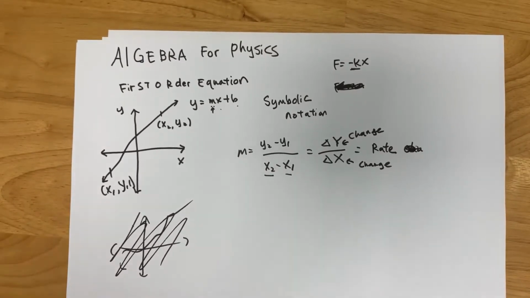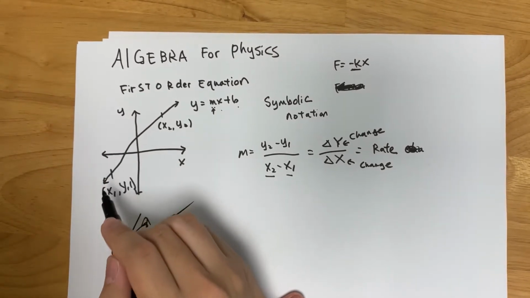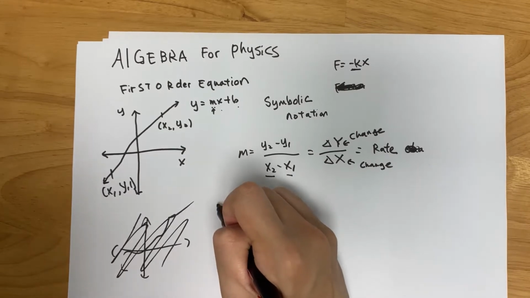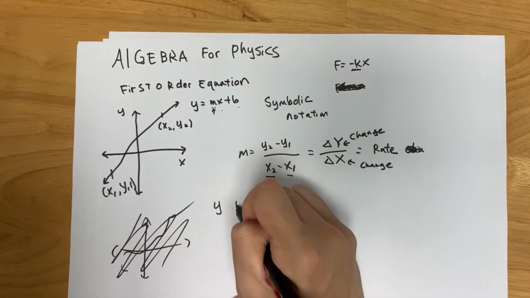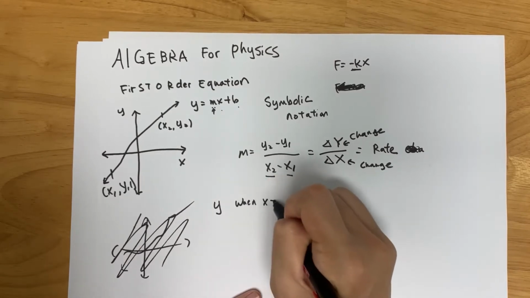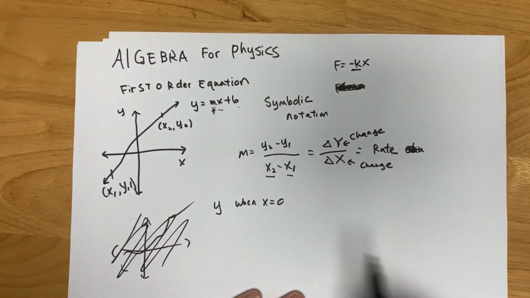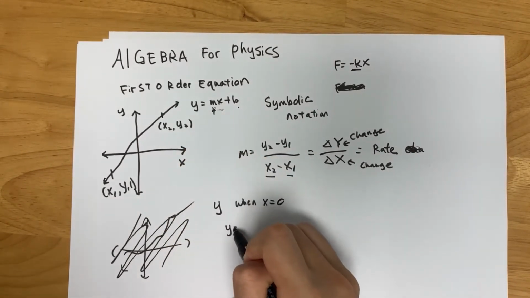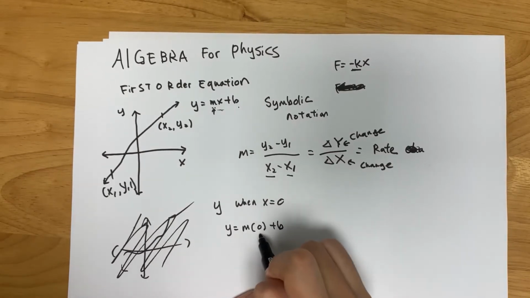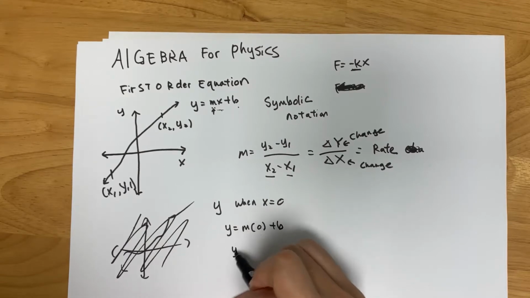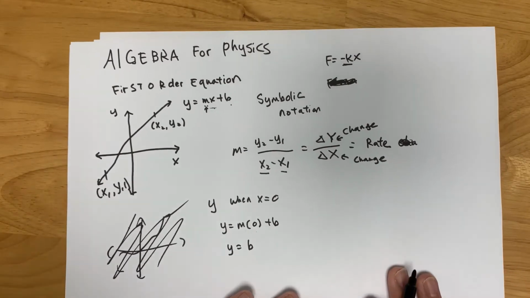And for algebra, let's say we're trying to ask what is y when x is equal to 0. We have this equation right here, then let's plug it in. If you multiply m by 0, then this will cancel out to be 0, so y equals b. Get that part right?